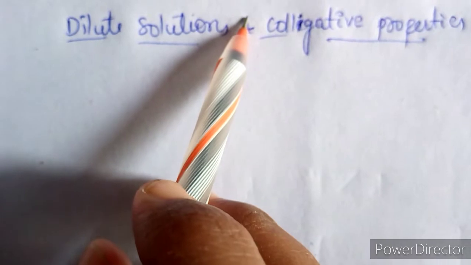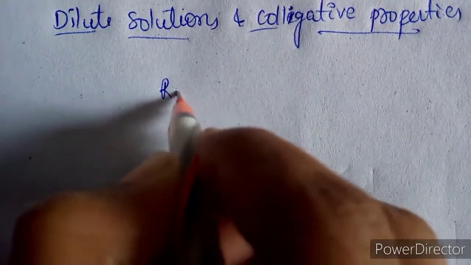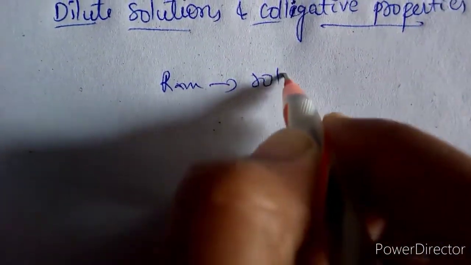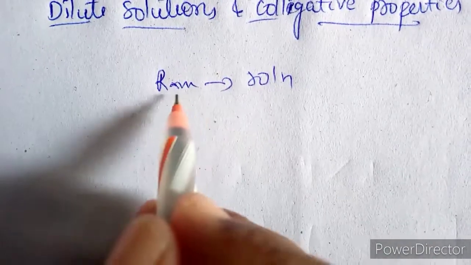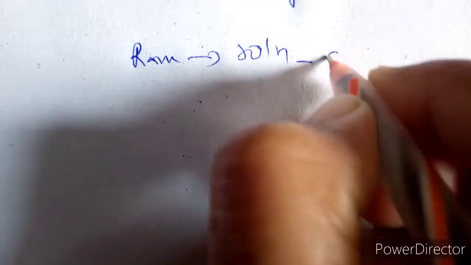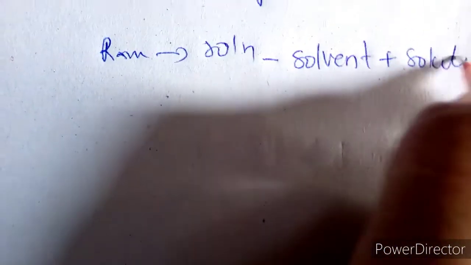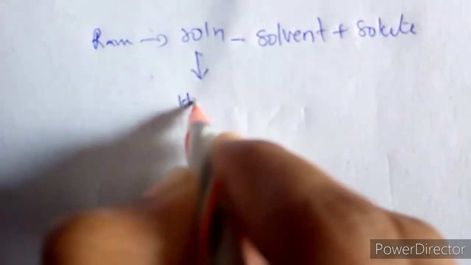Dilute solutions and colligative properties. And we know one thing, most of the reactions take place in solution, whenever we dissolve compounds in a solvent. So what is a solution? A solution is nothing but a combination of solute and solvent. It is a homogeneous mixture.